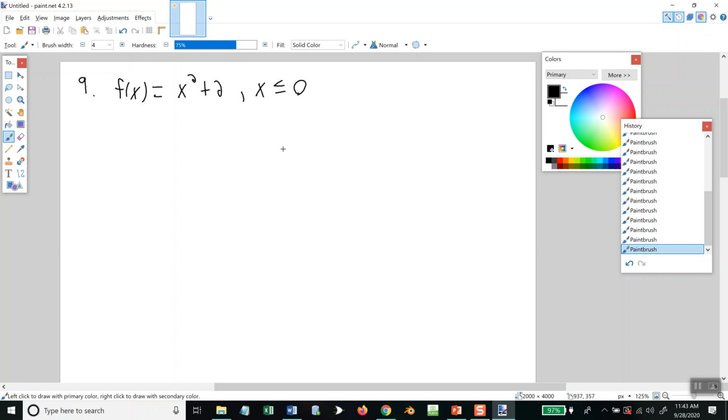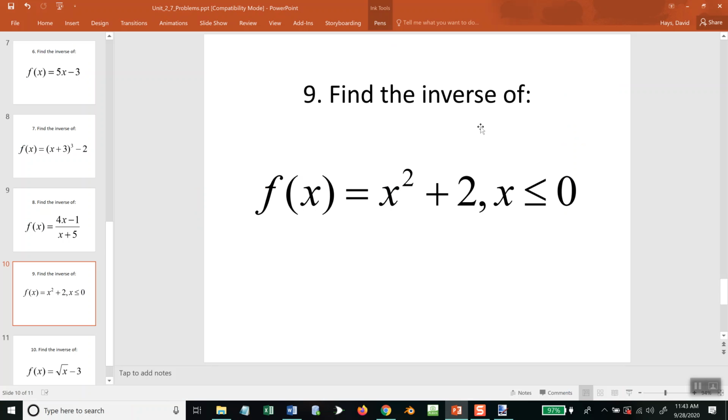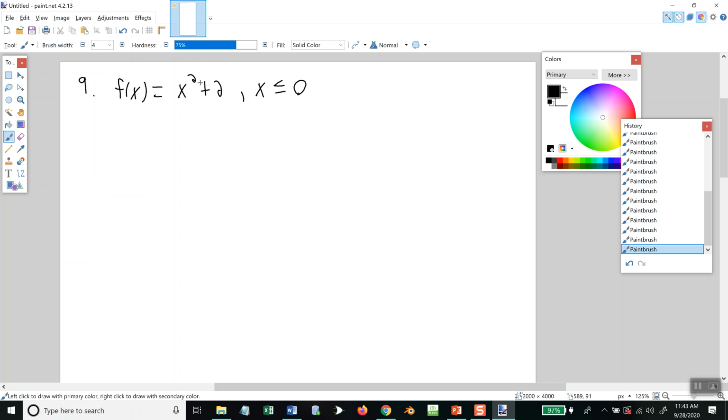Okay. Now, same instructions. Find the inverse. Normally, since it had an even power, we wouldn't even try to work the problem. But they put a condition on here. And we're going to see when we graph this later, that condition makes it 1-to-1. Okay, step 1. Replace f of x with y. Step 2, interchange x and y. So we've got x is equal to y squared plus 2.